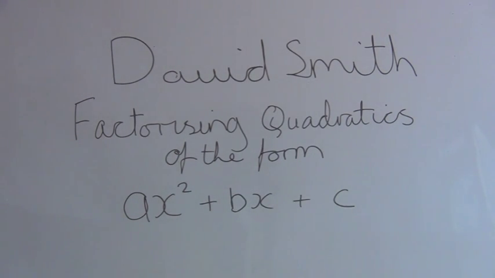Hello, in this tutorial we're going to look at factorising quadratic equations of the form ax squared plus bx plus c. Now, I'm assuming that you're already familiar with the form of a quadratic equation and that a, b and c are known as the coefficients. So let's have a look at our first example.